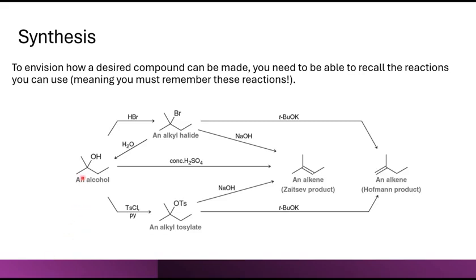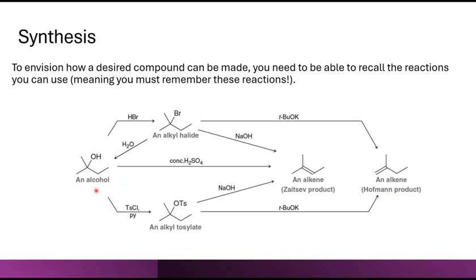If we start off with an alcohol and use concentrated acid, we can produce alkenes. We're going to produce the more stable alkene, the Zaitsev product, more often than not, unless we have things like sterically hindering bases, tert-butoxide, then we'll get the Hofmann product.